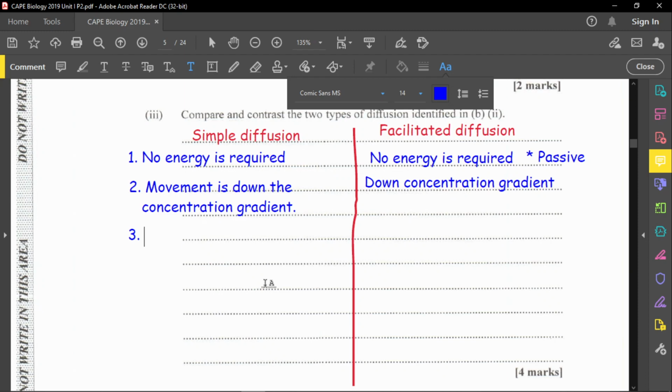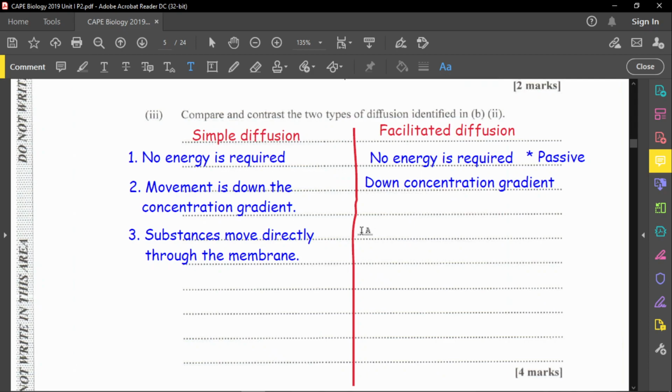So substances move directly through the membrane. And this is the phospholipid membrane. That's what the question actually was saying. So I'm not going to say through the membrane, but you can also put the phospholipid membrane.